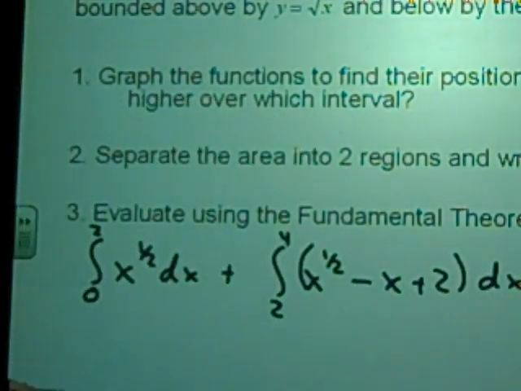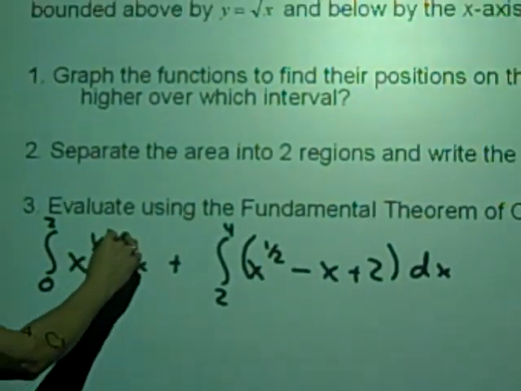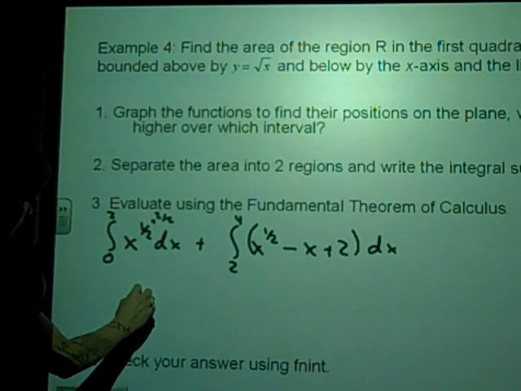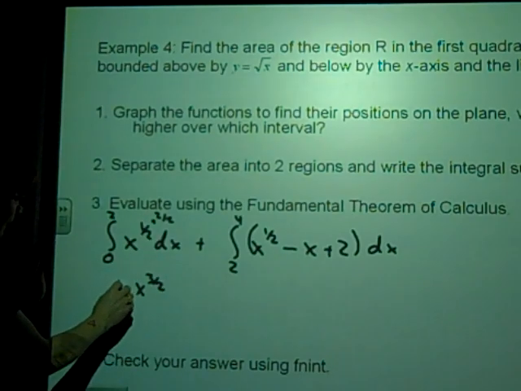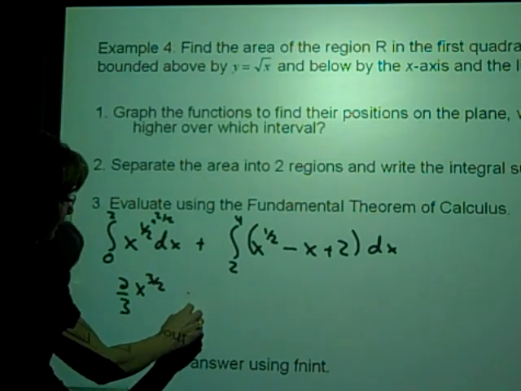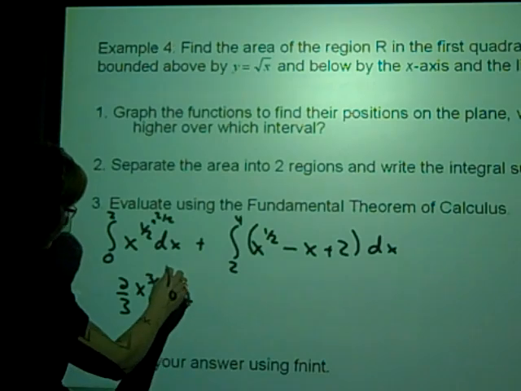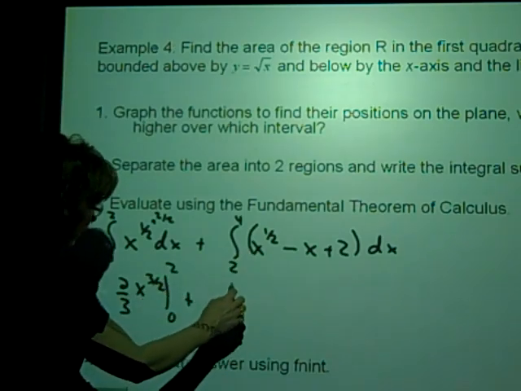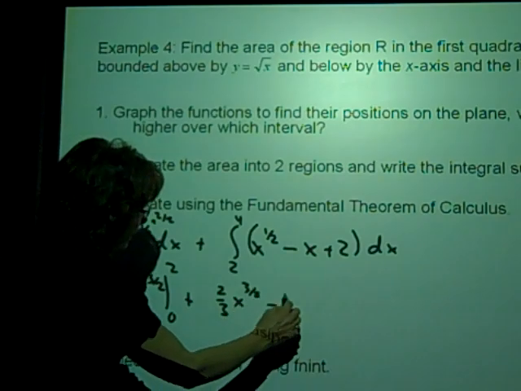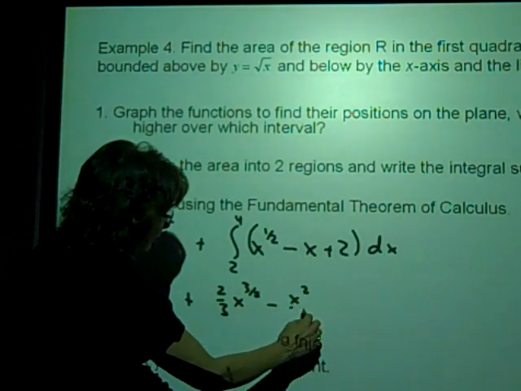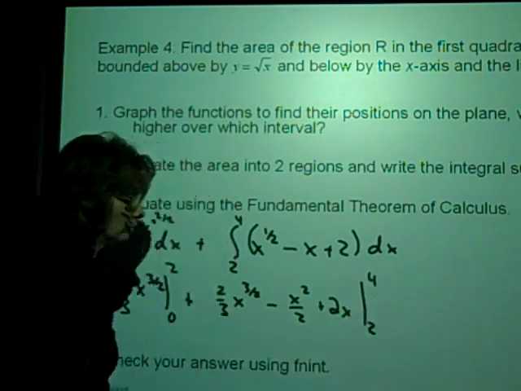Now remembering our fundamental theorem, now we take the antiderivatives. So think about adding 2 halves here. That would give me x to the 3/2. And dividing by 3/2, or times 2/3. And I've got this, and that'll go from 0 to 2. And then this, again, 2/3 x to the 3/2 minus x squared divided by 2 plus 2x, and that's going to go from 2 to 4.